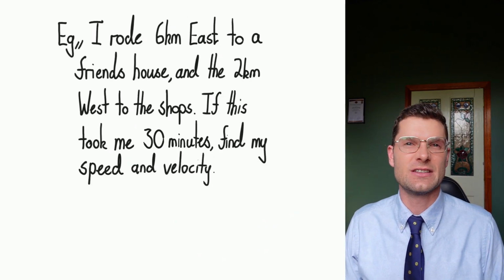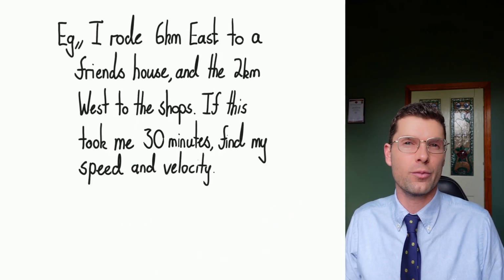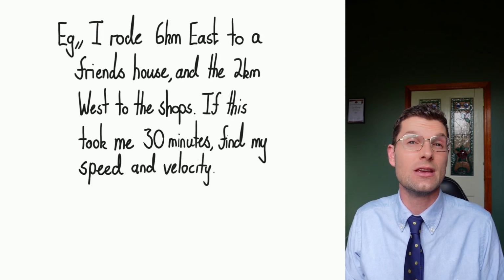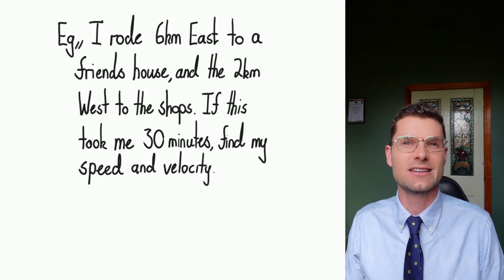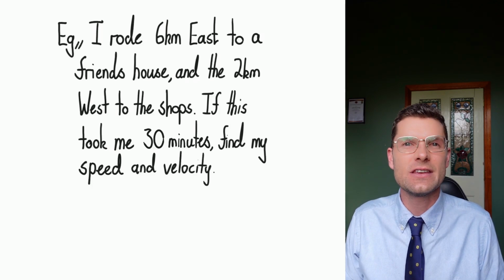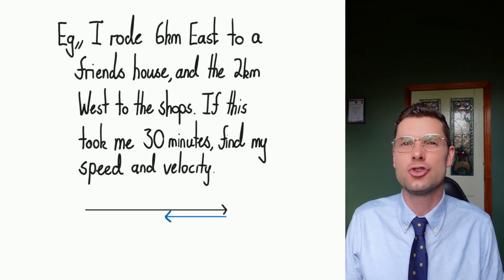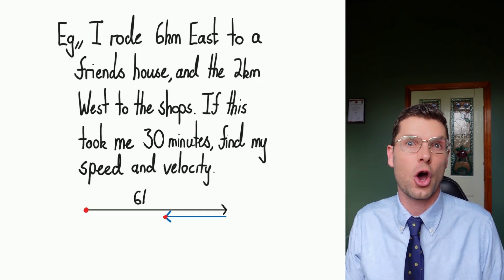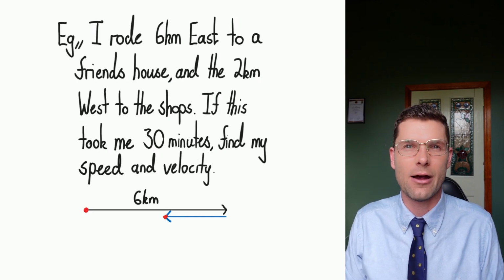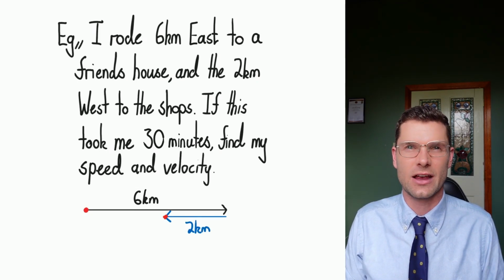So when we're talking about these speed and velocity questions out of a worded problem, the most important thing that we can do is draw our arrows correctly to start off and to scale. So for this one, I've gone 6 kilometers east and then 2 kilometers west. If I wanted to find my total speed for this, if it took me half an hour or 30 minutes, what speed was I going?